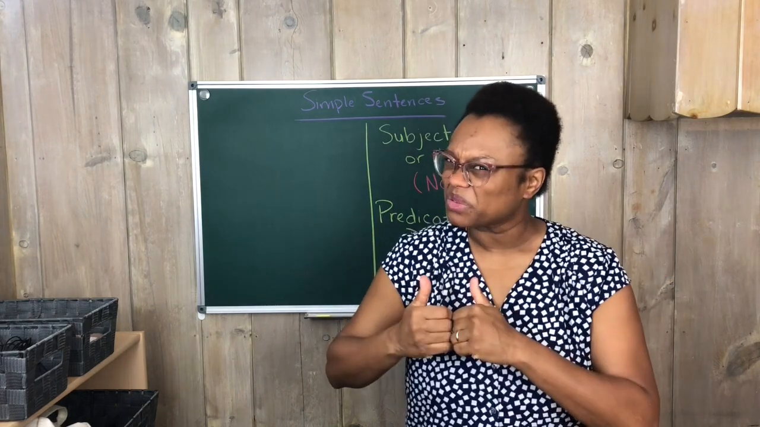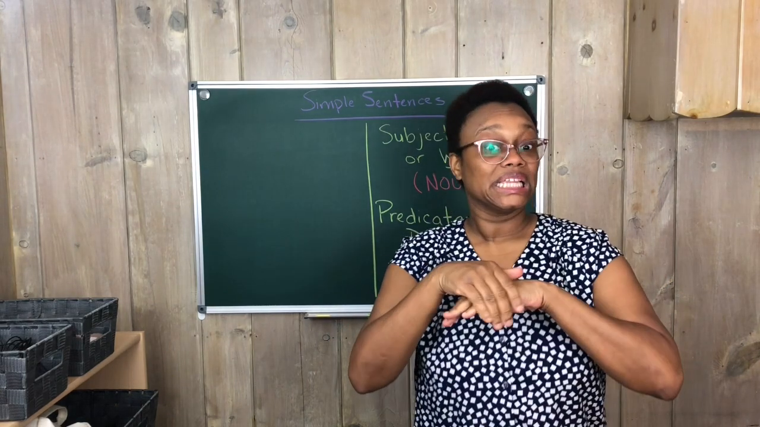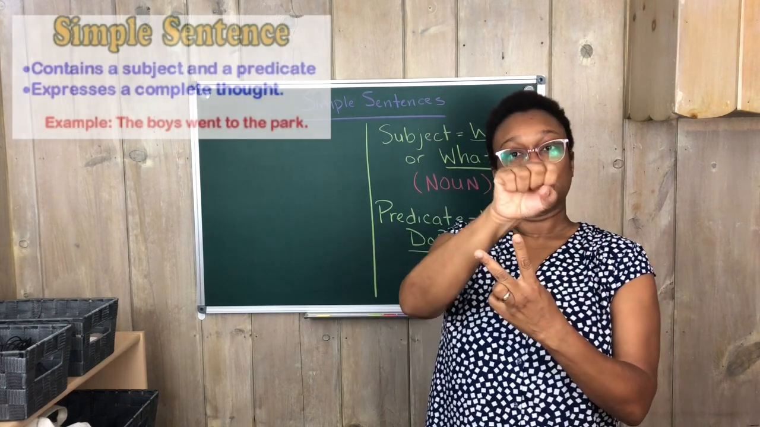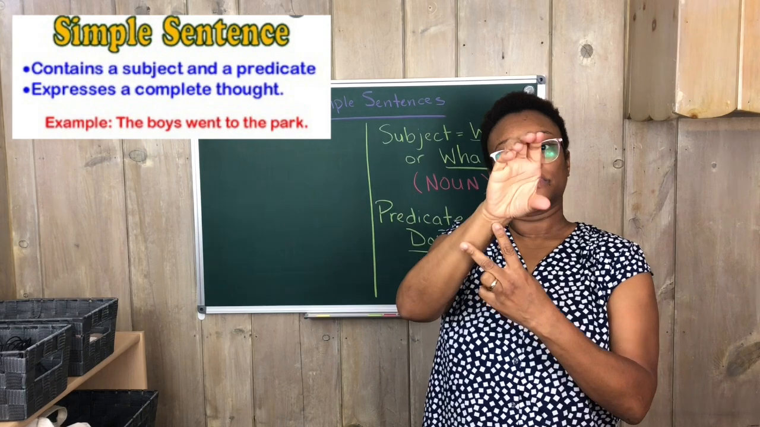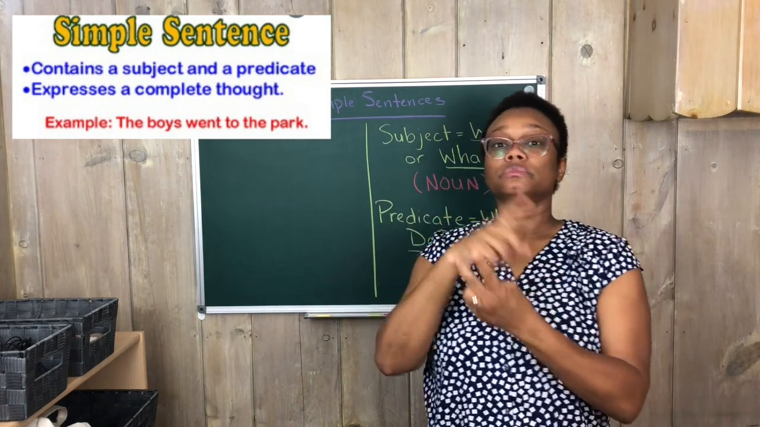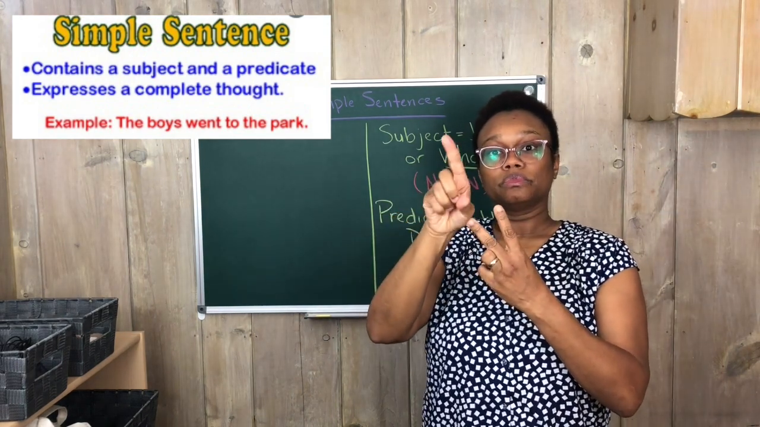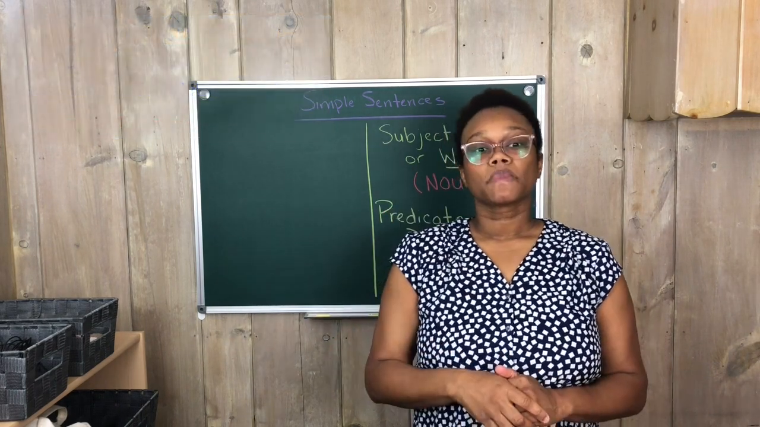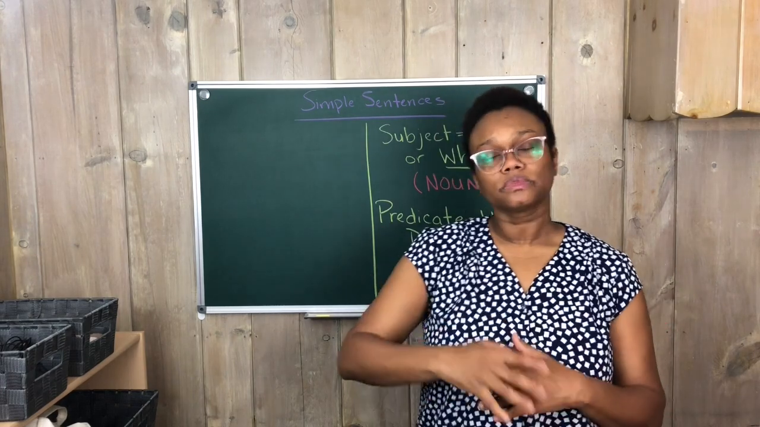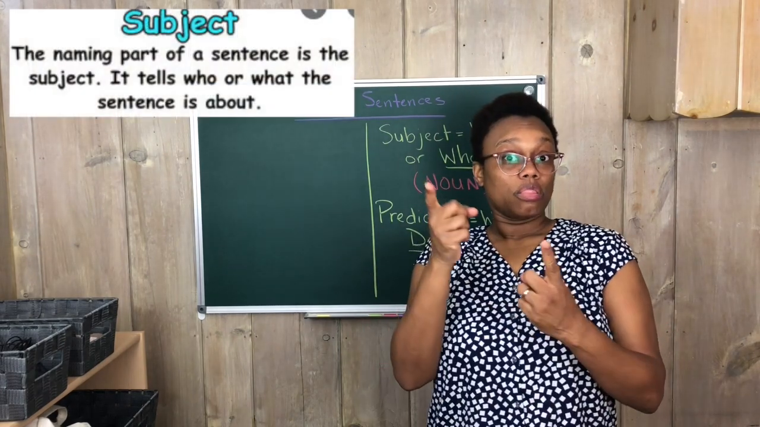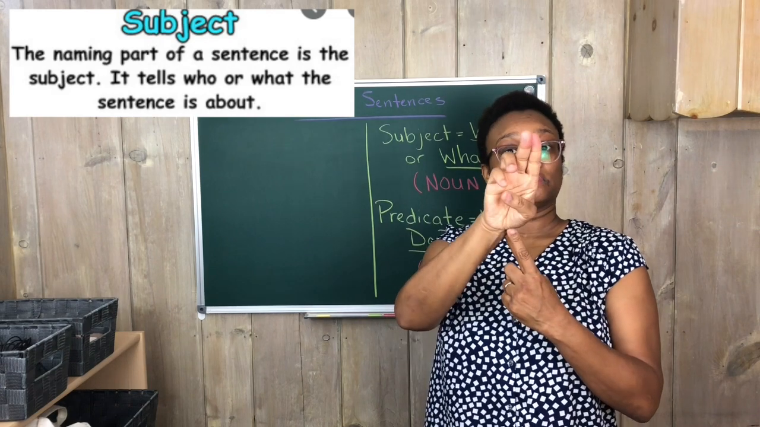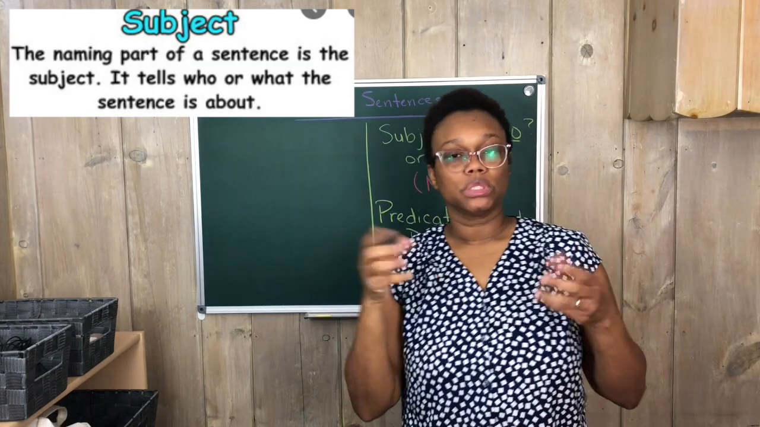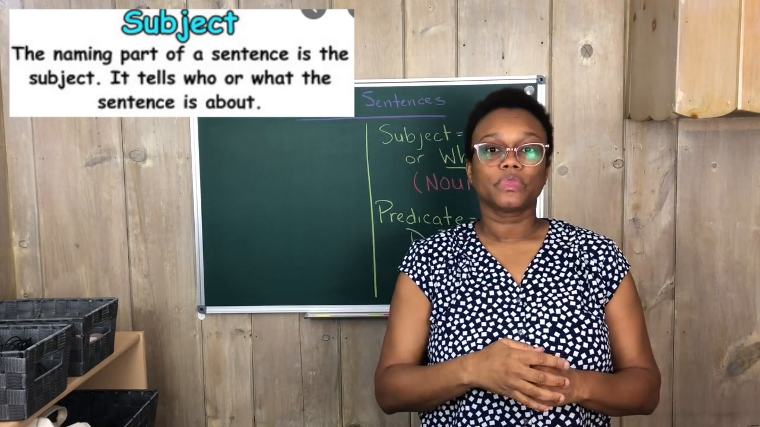Now, how do we know a sentence is a sentence? In English, sentences must have two things: a subject and a predicate. Well, what does that mean? The first, a subject, is the who or the what that the sentence is about.